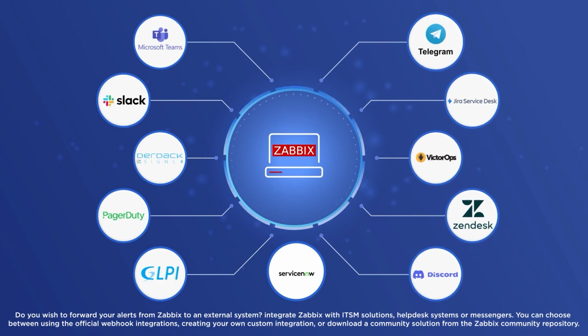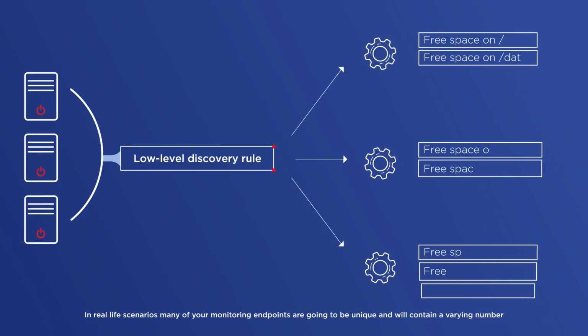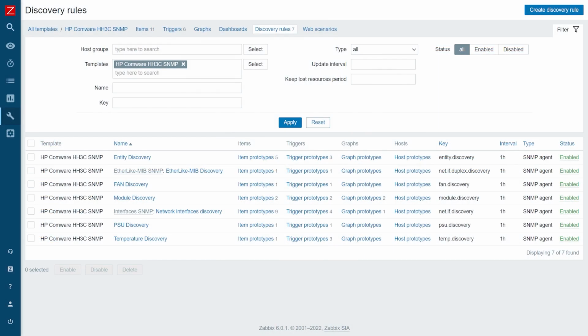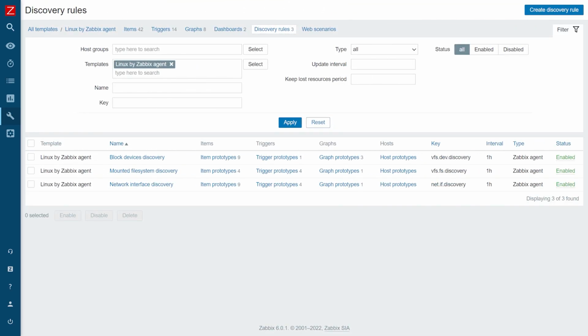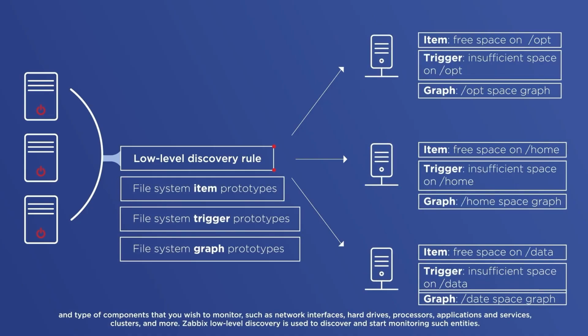the Zabbix community repository. In real-life scenarios, many of your monitoring endpoints are going to be unique and will contain a varying number and type of components that you wish to monitor, such as network interfaces, hard drives, processors, applications and services, clusters, and more. Zabbix low-level discovery is used to discover and start monitoring such entities.